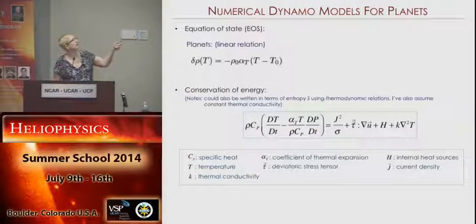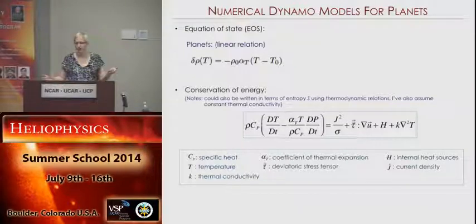Using equations of state, we can see how the density depends on things like temperature. It might depend on pressure. In planets, usually we just assume a very simple linear temperature dependence. And then we need an equation for the temperature, and that comes from conservation of energy. Conservation of energy will typically give you an equation that looks something like this. Again, this is coming from entropy conservation, essentially. This is ohmic dissipation, this is viscous dissipation, this is internal heating, and this is thermal conduction or thermal diffusion. So these are the equations that you need in order to study dynamos.